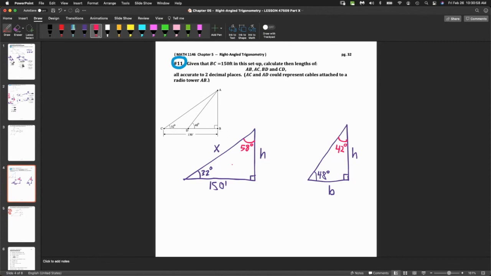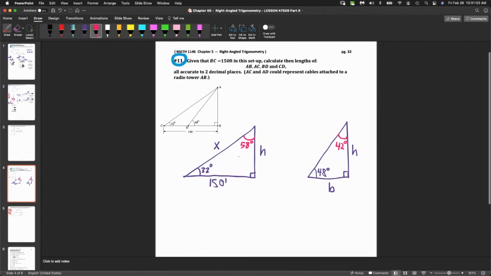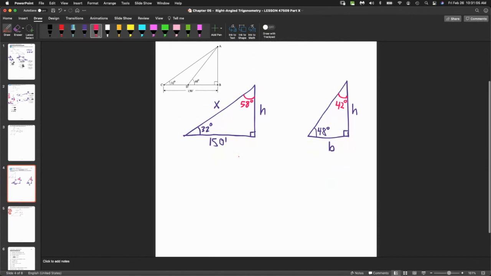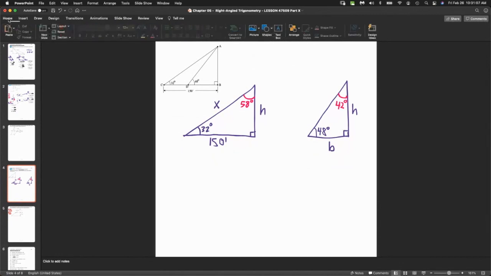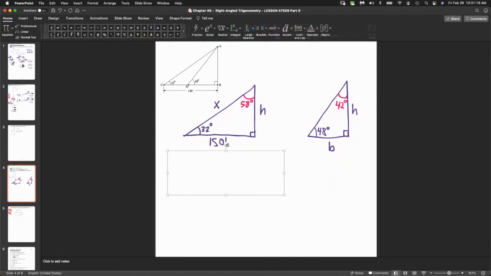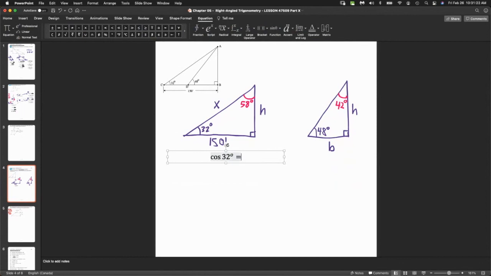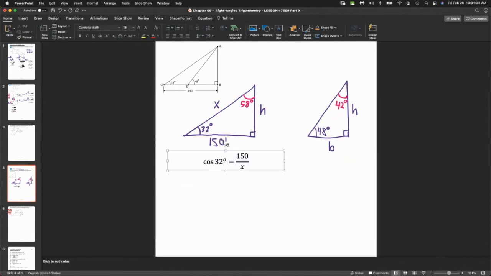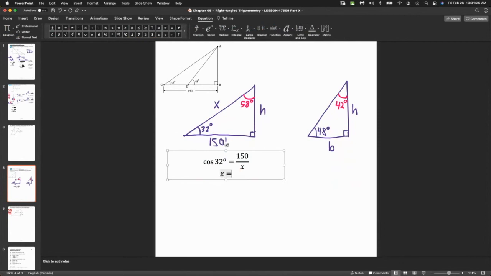So we're going to go and find all these quantities now, and I'll just do it systematically using SOHCAHTOA. Without any priority here, I'll just get x first because it's the first letter that I drew, and then go from there. So I'll use the 32-degree angle because that's original to the diagram. So cos of 32 is equal to 150 over x, which means that x is equal to 150 over cos 32.